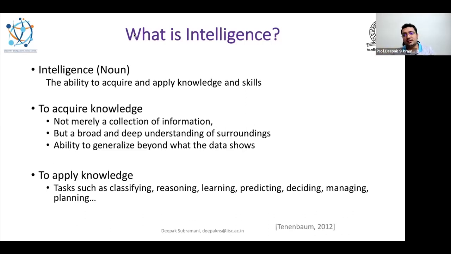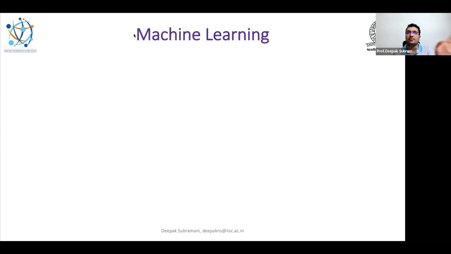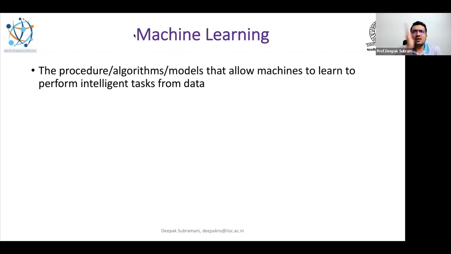The job for us is to train machines. Machine learning for performing this AI is to train machines using some procedure, some algorithm, or some model that allows the machine to learn to perform these intelligent tasks from data alone. I want to look at the data and have a model that allows me to learn these intelligent tasks. That is the task of machine learning, and that is why AI and machine learning go together. AI is about performing intelligent tasks, and if you train a machine to learn those tasks from data, that is machine learning. You want to create an intelligent machine by learning from data. That is how AI and ML come into the picture.